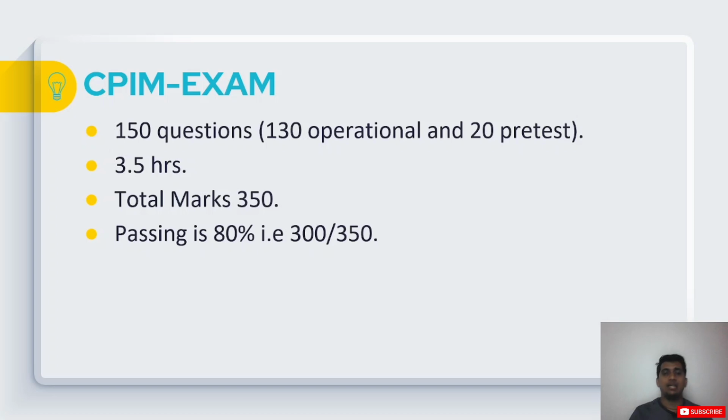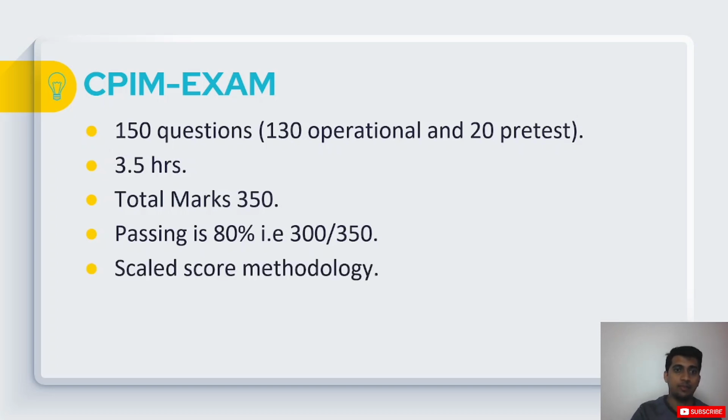That's one of the most challenging things about the CPM exam, and you'll come to know how challenging it is once in the next video I show you the passing ratio for the CPM certification. You need to score 80%, which means you need to be thorough with 80% of the syllabus. Any number below 300, even 299 out of 350, means you have failed and you need to reappear for the exam.